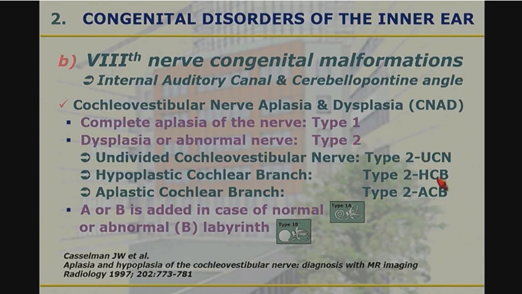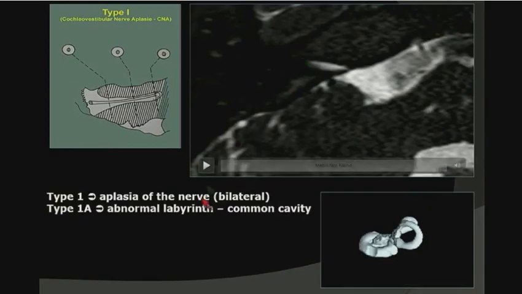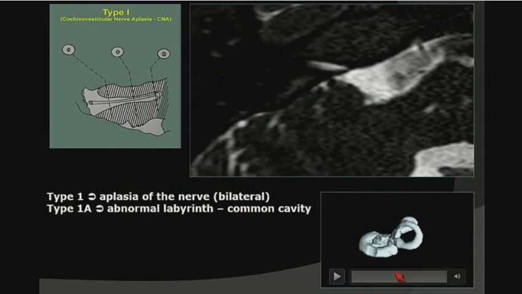Now, the type 2s can be subdivided. If you have an abnormal nerve, it can be an undivided cochleovestibular nerve. That means the nerve is not dividing in vestibular and cochlear branches. Then you can have a hypoplastic cochlear branch and an aplastic cochlear branch. Now let's have a look. This movie is not running, but doesn't matter. Here in this patient, we have only an internal auditory canal without any cochleovestibular nerve going in. And we have an abnormal labyrinth. So we have a type 1, no nerve, and we have an abnormal labyrinth, type 1A.